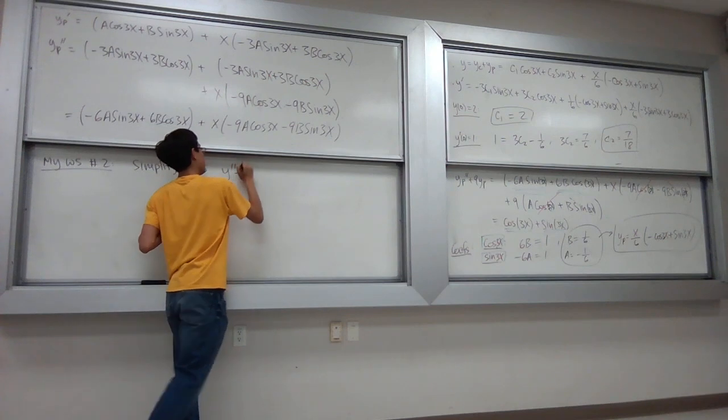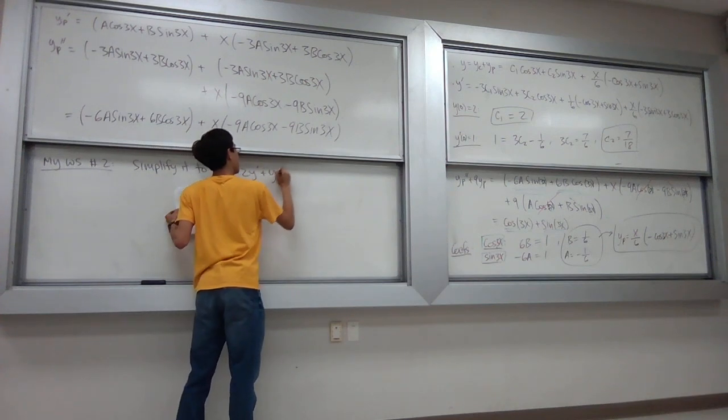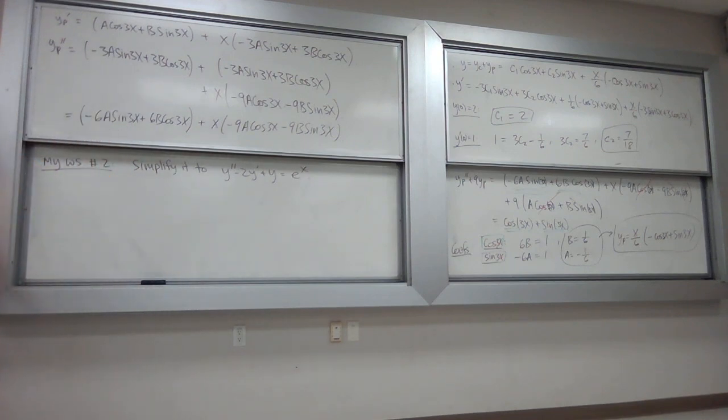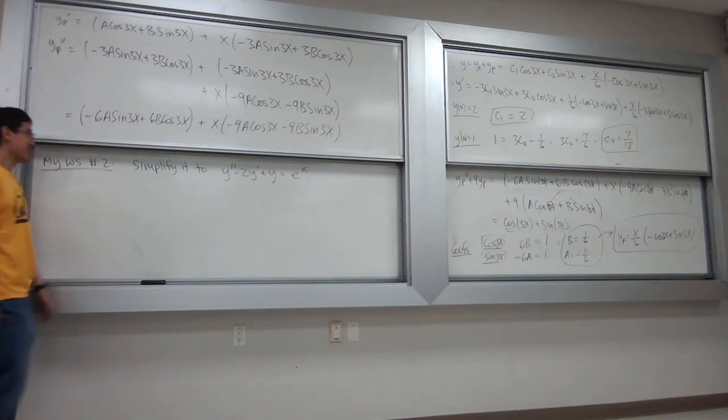y double prime minus 2y prime plus y equals e to the x. Let's drop that x cubed piece. If you have the x cubed piece, you just guess ax cubed plus bx squared plus cx plus d. That's 4 constants to solve for. Let's not do that. Okay? Let's look at this.